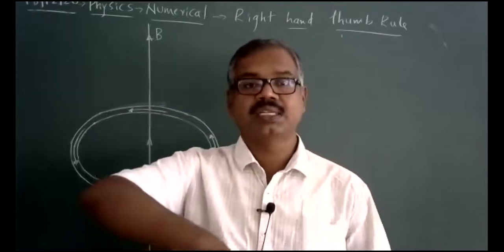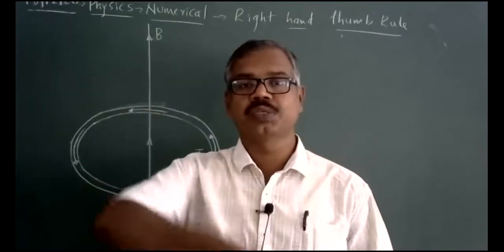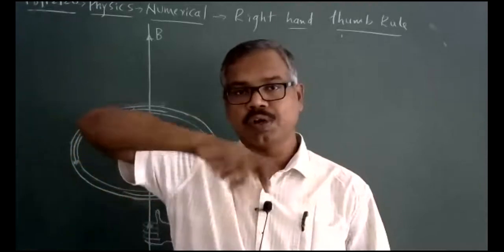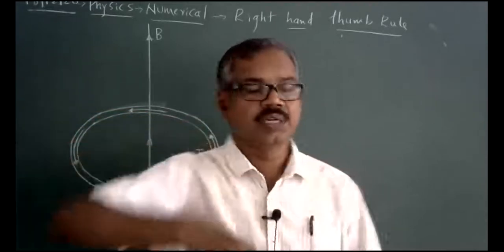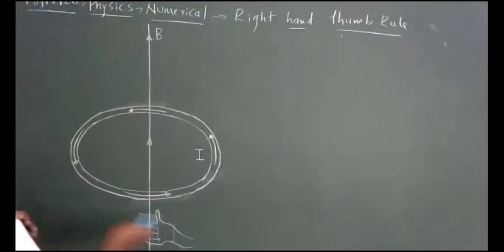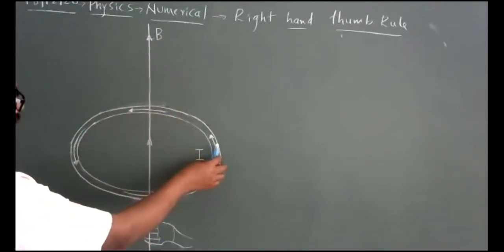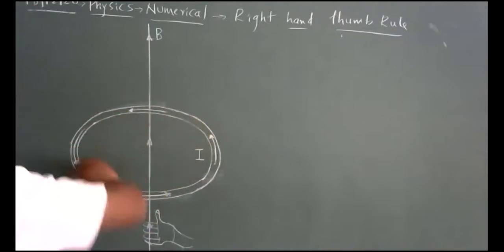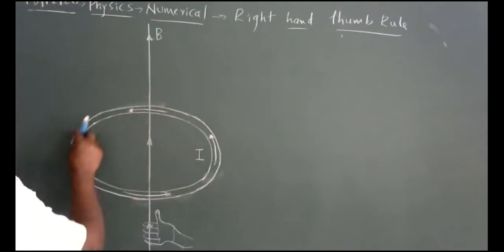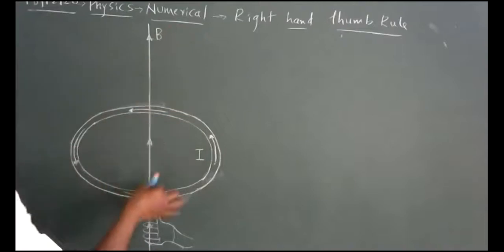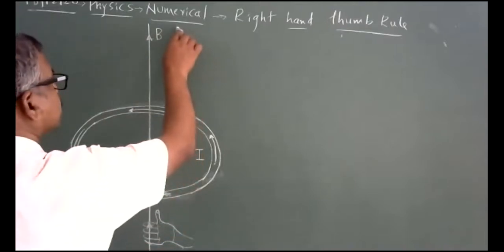Anti-clockwise means just unscrew it. When you unscrew, the screw is coming towards you. When you give a clockwise rotation, the screw is moving away from you. That's the same direction. Anti-clockwise current, magnetic field is towards you. In the diagram the current is anti-clockwise, so the magnetic field is upward. If current is in the clockwise direction, magnetic field is downward. So this is a small analysis.